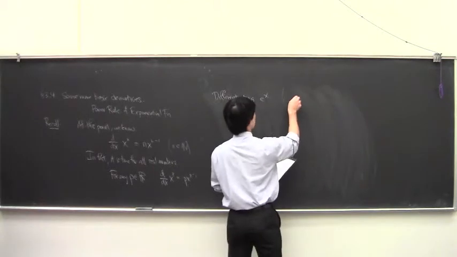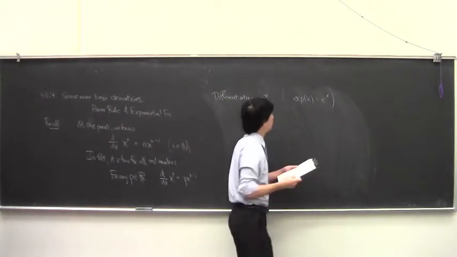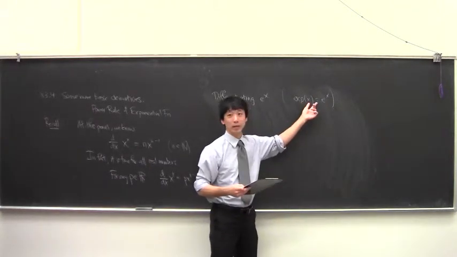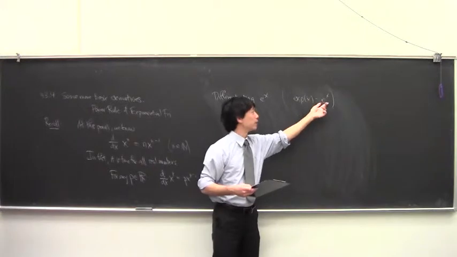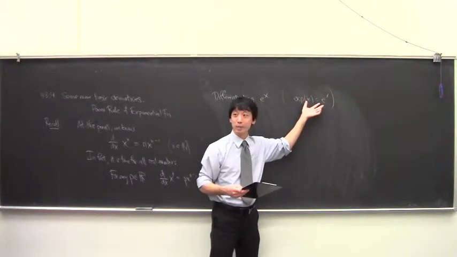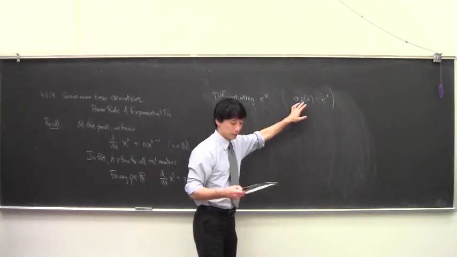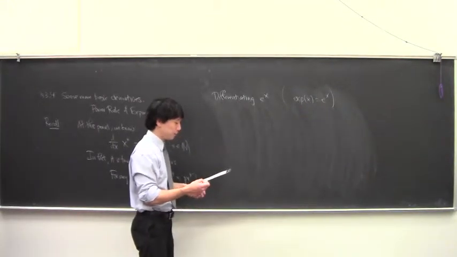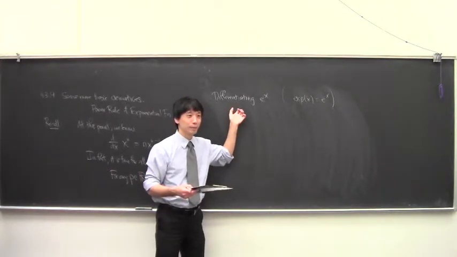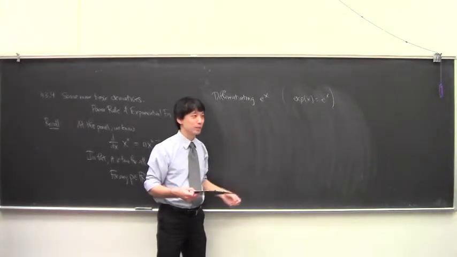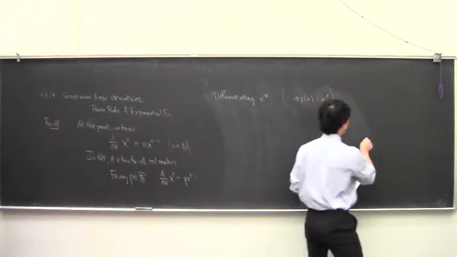Notice that people often write exp of x instead of e to the x. These are the same thing. E to the x and exp of x, same thing. Sometimes it's handier to write it like this. Who knows what the derivative of e to the x is? It turns out to be e to the x again. The derivative of e to the x is e to the x.